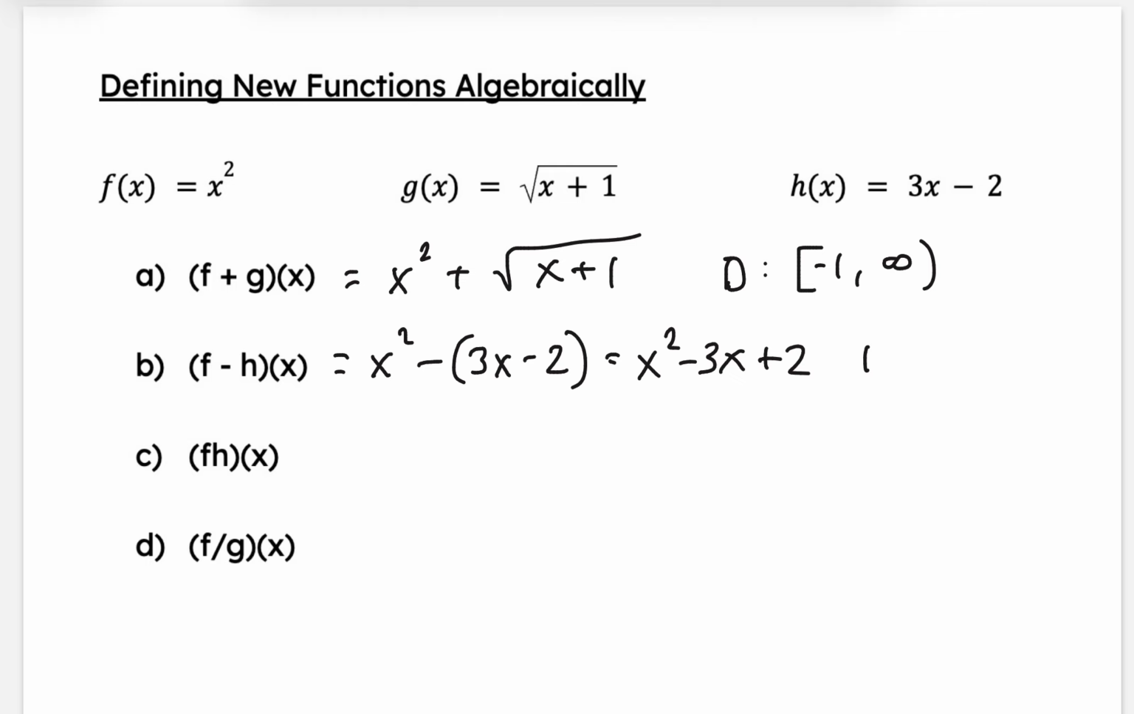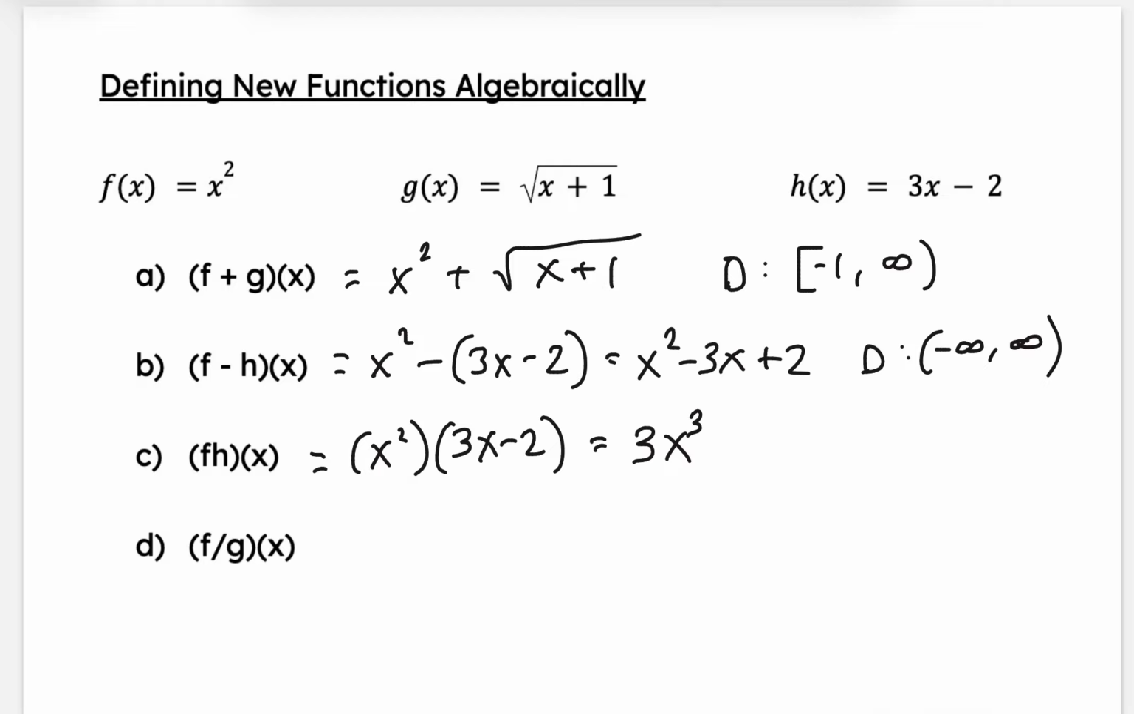And our domain for that one, since we don't have any fractions, we don't have any square roots, is just going to be all real numbers, or negative infinity to positive infinity. Okay, our next one is f times h of x. So we're going to take our x squared times 3x minus 2. That's just distributing. We end up with 3x to the third minus 2x squared. Again, no fractions, no square roots. So our domain is just negative infinity to positive infinity.